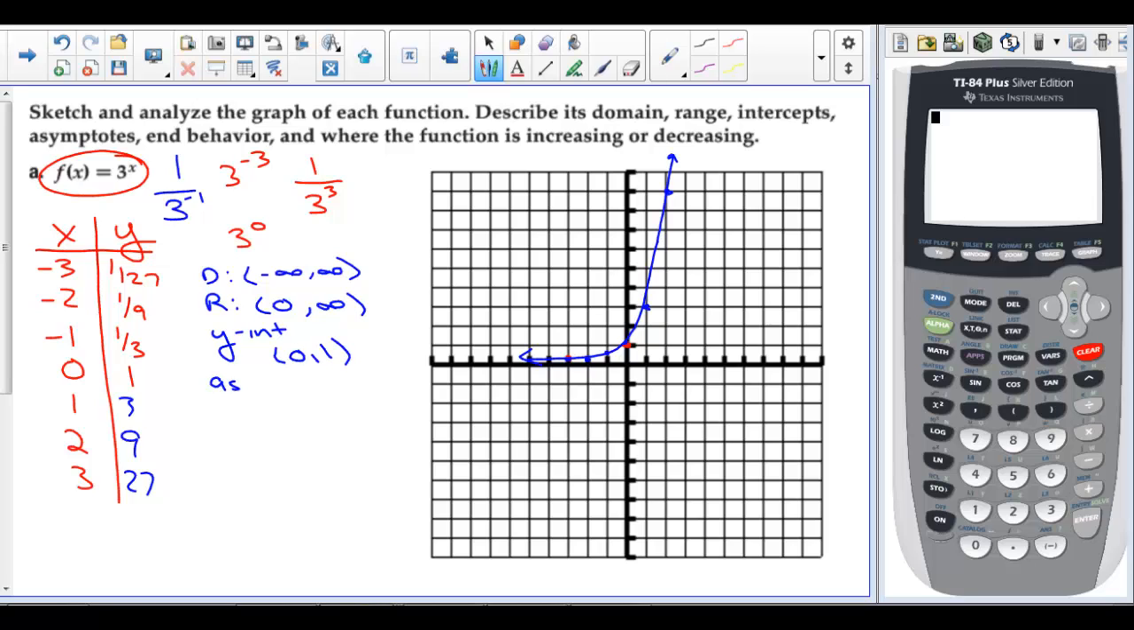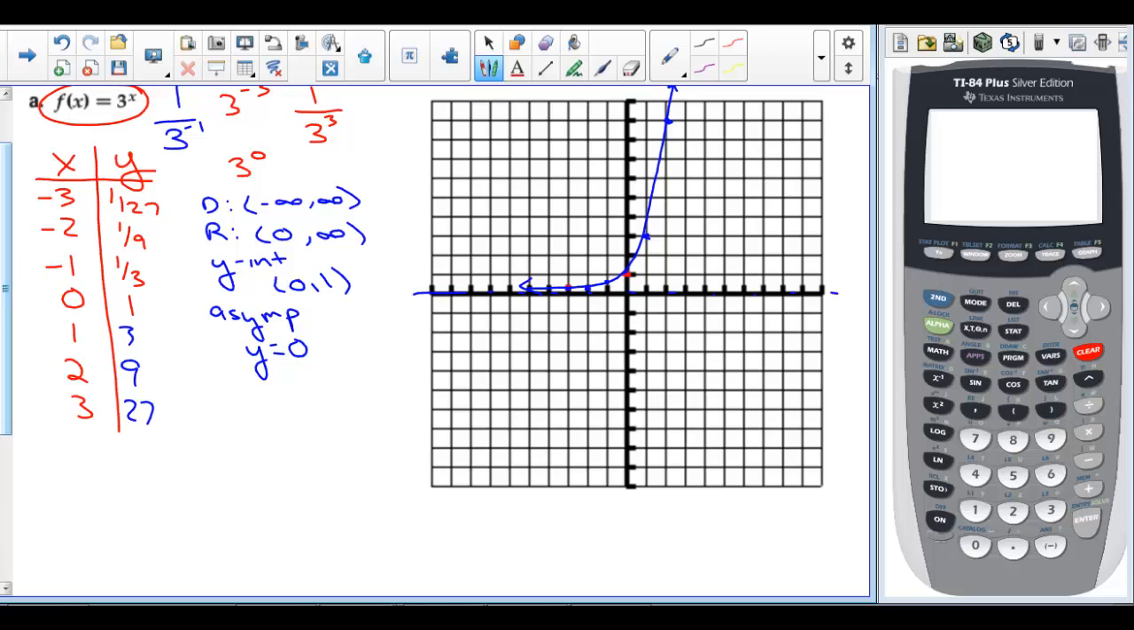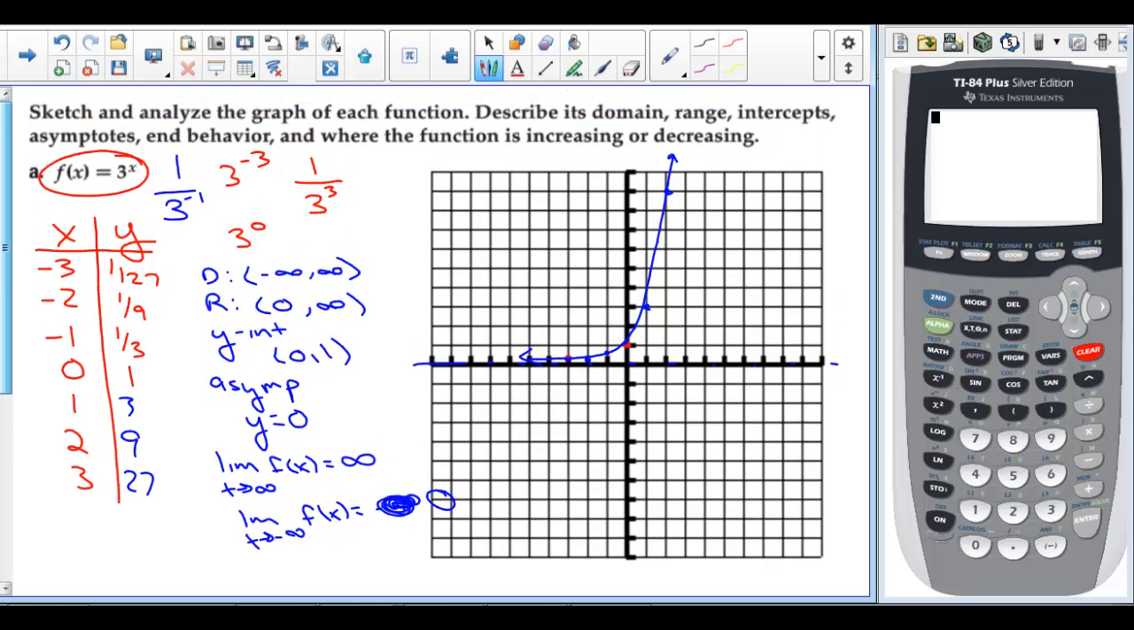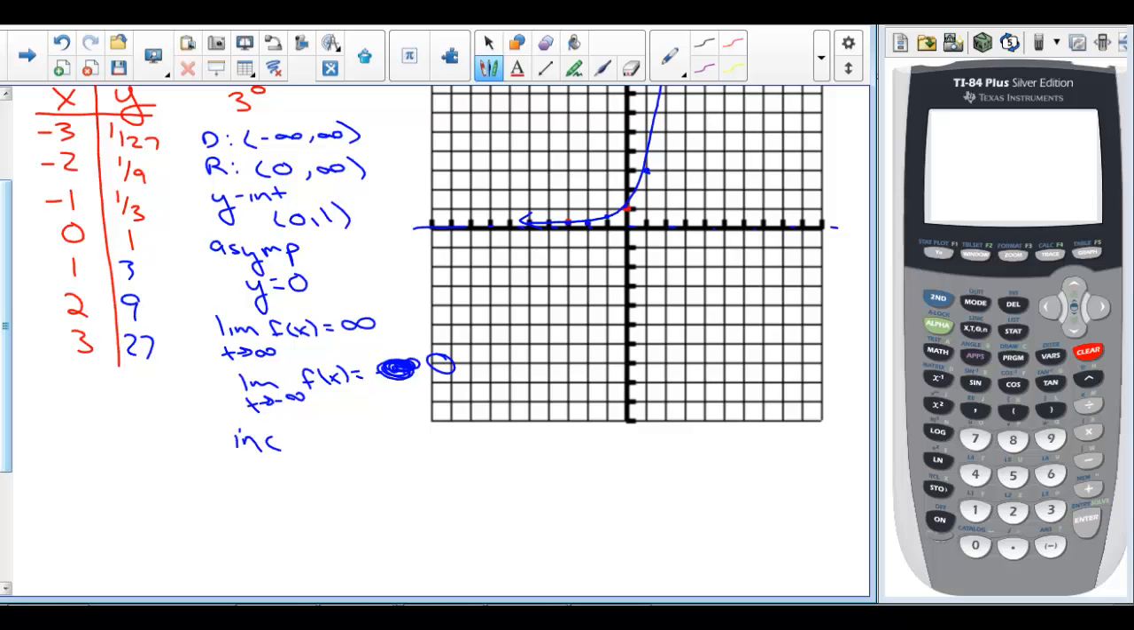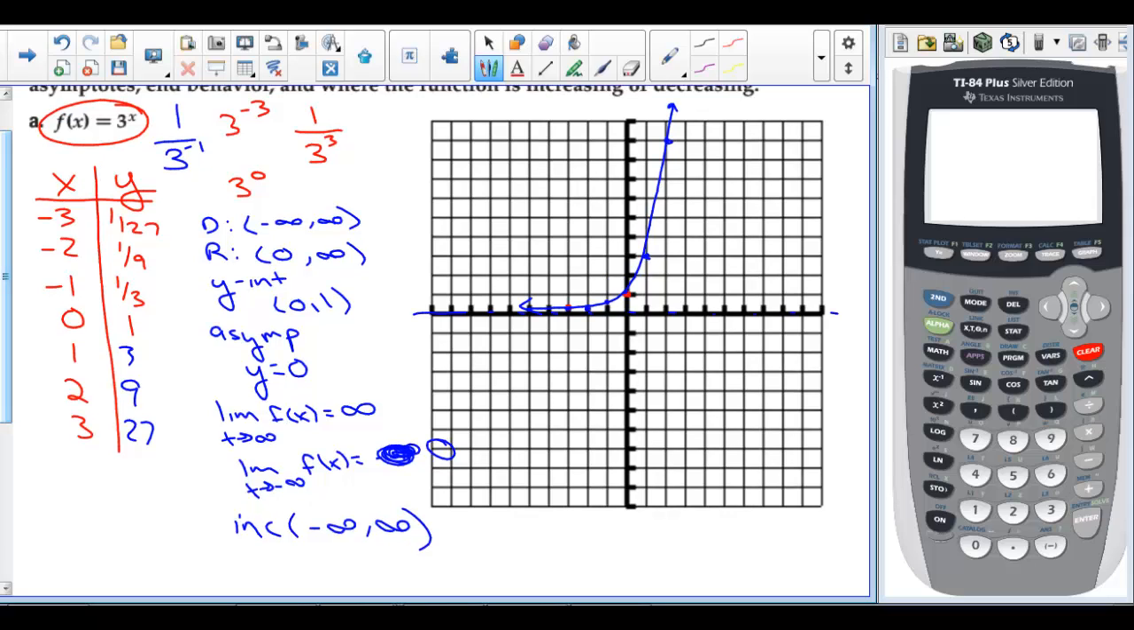The asymptotes: this will level out to 0, but it'll never get to 0. So there's an asymptote at y equals 0. The end behavior, well, there's two different behaviors. On the right side, the limit as x approaches infinity of f of x, that's shooting up to infinity. But the limit as x approaches -infinity of f of x equals not -infinity, but 0 rather. And where the function is increasing or decreasing, so increasing from -infinity to infinity. We always describe increasing and decreasing as going from left to right. So this function increases the entire time.